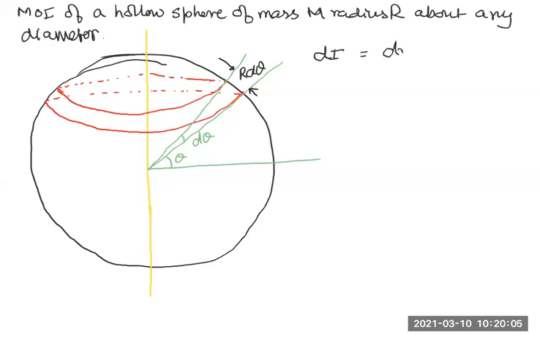It should be dm into r square, right? I mean, the moment of inertia of the ring is dm into r square. So first, what is the radius of the ring? Let's find that out. You notice that this is the radius of the ring. Achcha, karo karo.